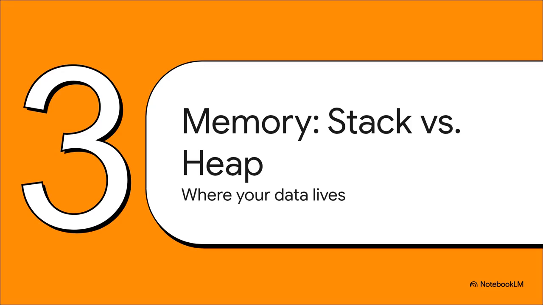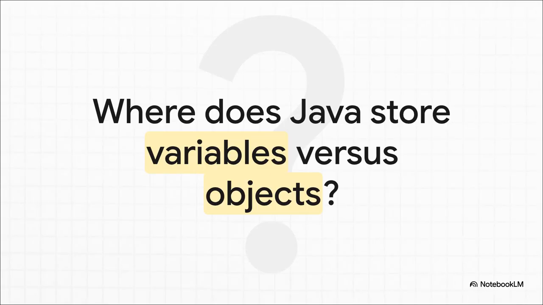This is a big one. When an interviewer asks about this, they're digging deeper. They want to see if you really understand where your data lives and where it dies. So here's the classic question. Where does Java store simple variables versus its objects? The answer involves two very different places in memory, the stack and the heap. They couldn't be more different in how they work.